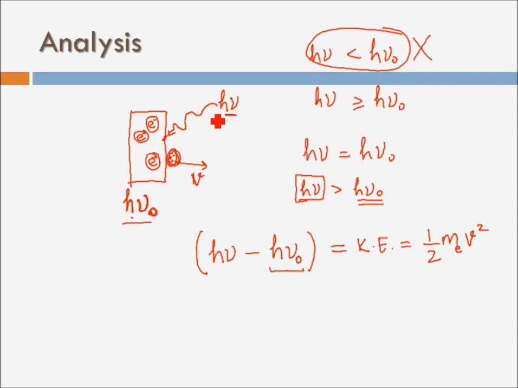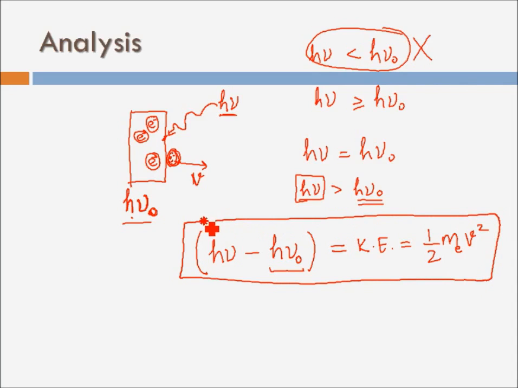You also have to remember this equation: h nu minus h nu naught is equal to the kinetic energy of the ejected electron. That is all we need to study here. Apart from this, you will also cover the photoelectric effect in physics in much greater detail.